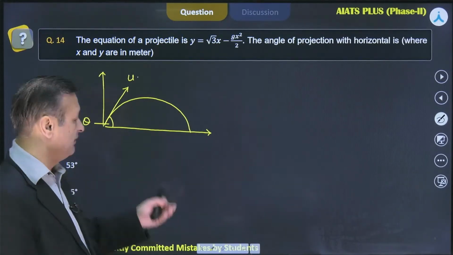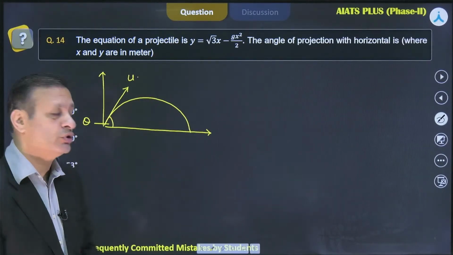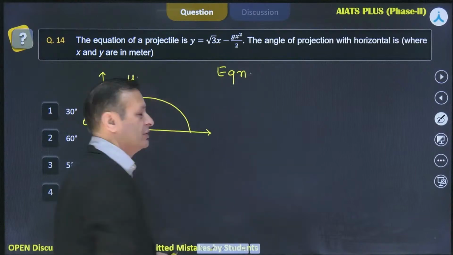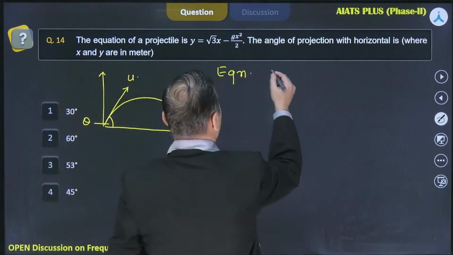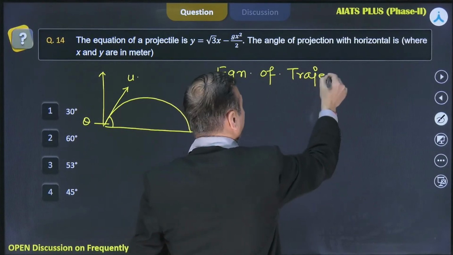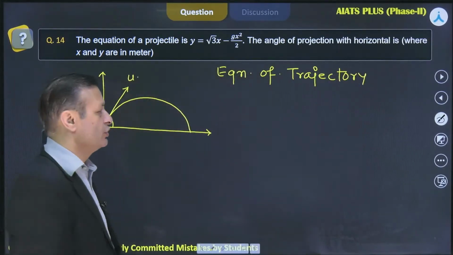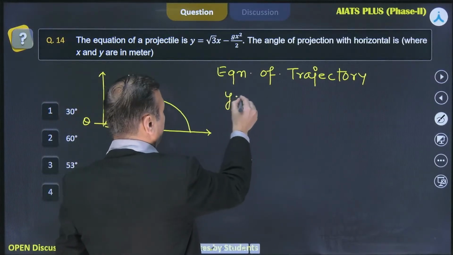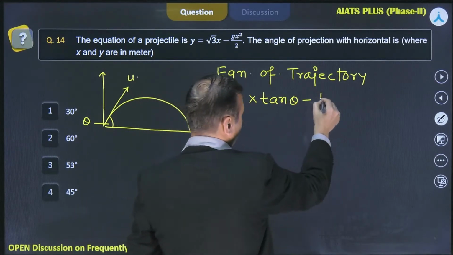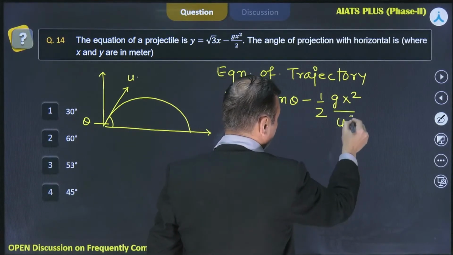So we could have derived it, but otherwise for this situation I am using the direct equation of trajectory. Trajectory is basically the path followed by your projectile. So what is the equation? Your equation is y is equal to x tan theta minus half g x square by u x square.